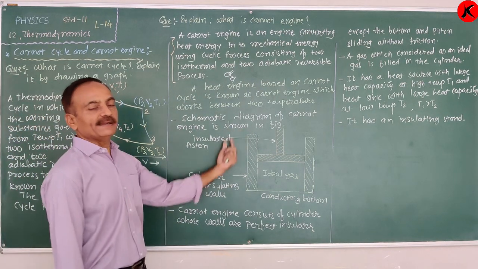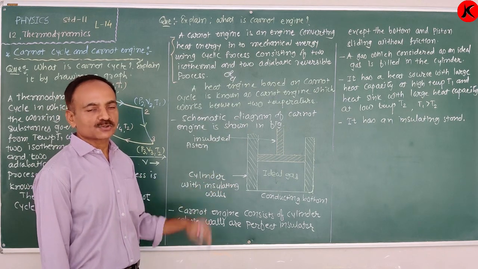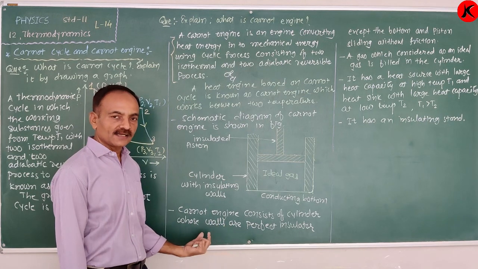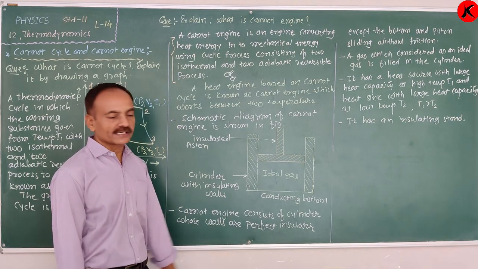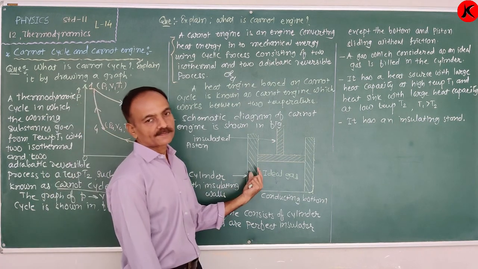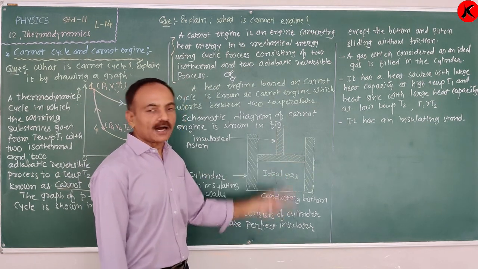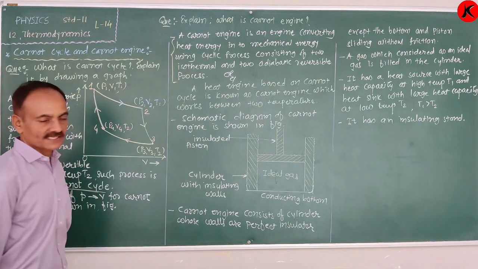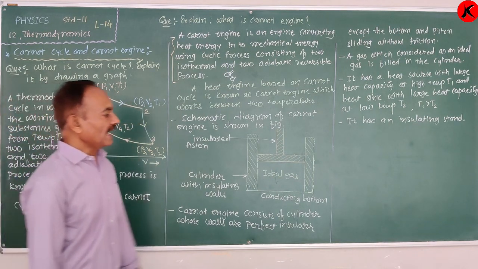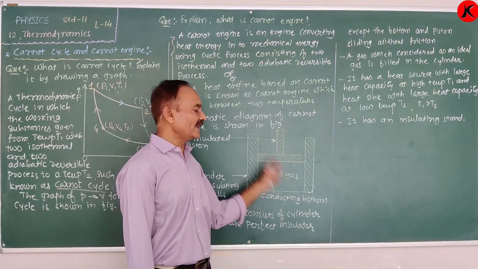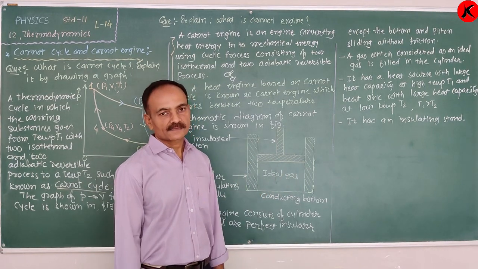Again, the schematic diagram of the Carnot engine is shown in the figure. The Carnot engine consists of a cylinder with perfectly insulated walls except the bottom. The insulated piston can move up and down without any friction. Ideal gas is considered as the working substance, which is filled in the cylinder.